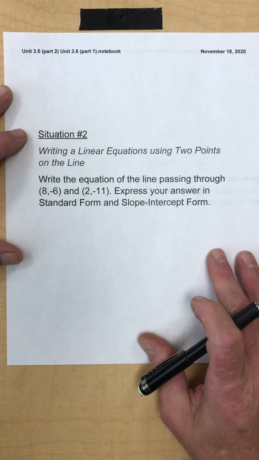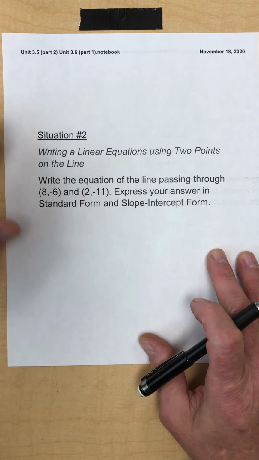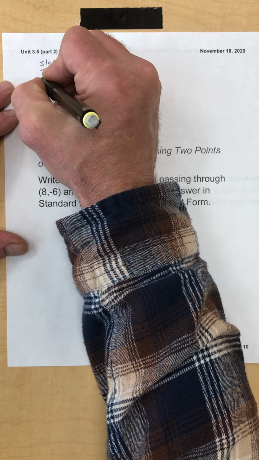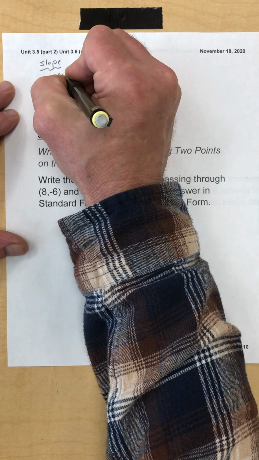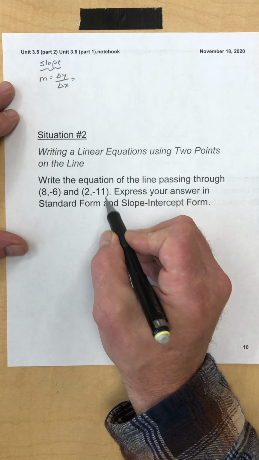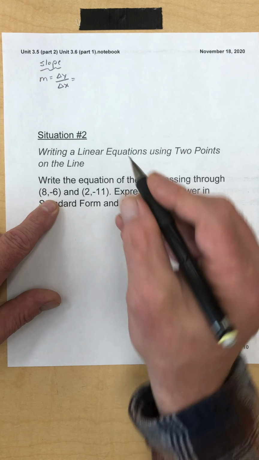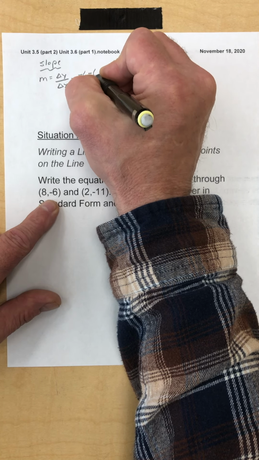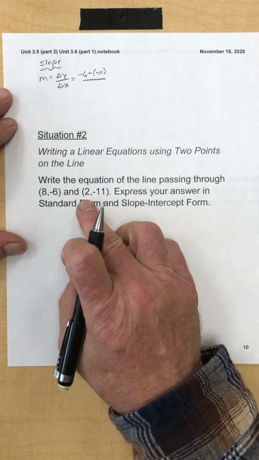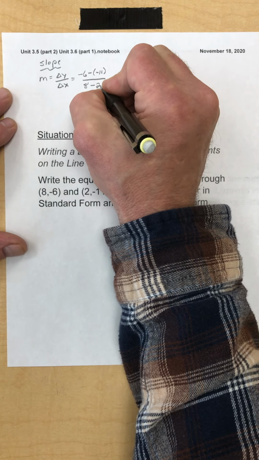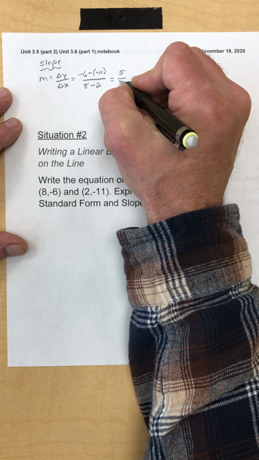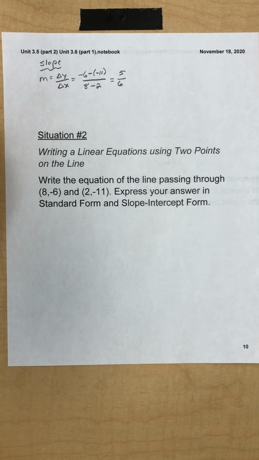Same situation. They don't give me the slope, they just give me 2 points. So the very first thing I have to do is find the slope, which is delta y over delta x. I'm going to go these coordinates minus these coordinates. So delta y would be -6 minus a -11, and my delta x has to be 8 minus 2. So -6 minus a -11 is 5, and 8 minus 2 is 6. That's a reduced fraction, so that's my slope.